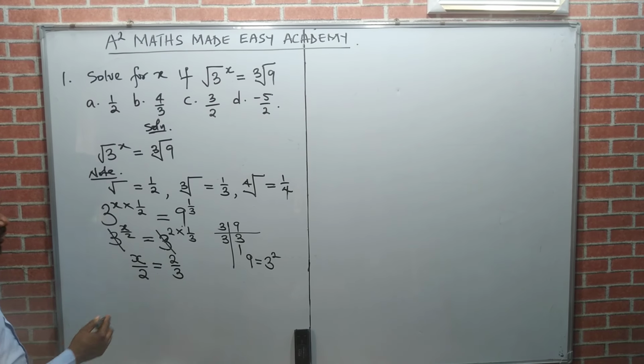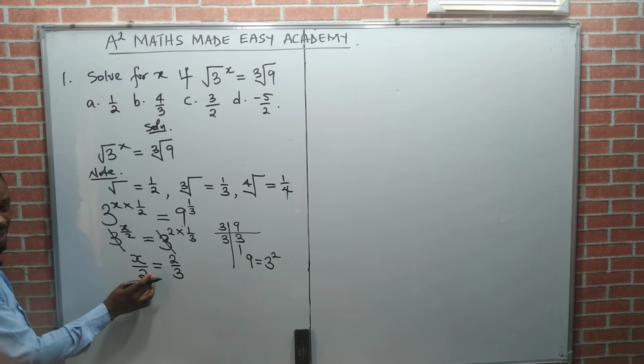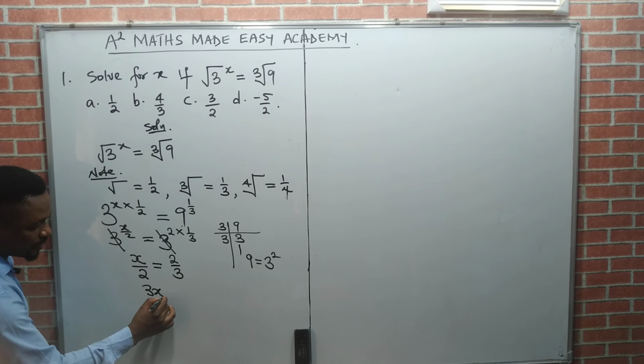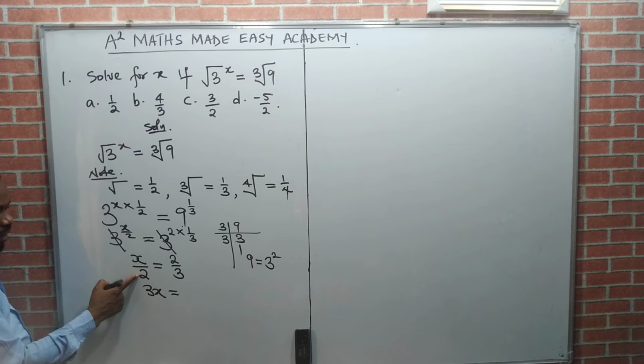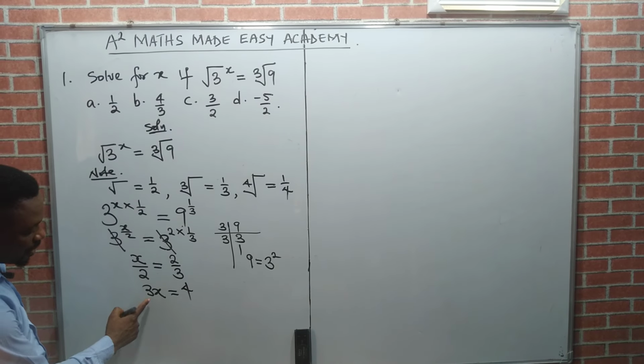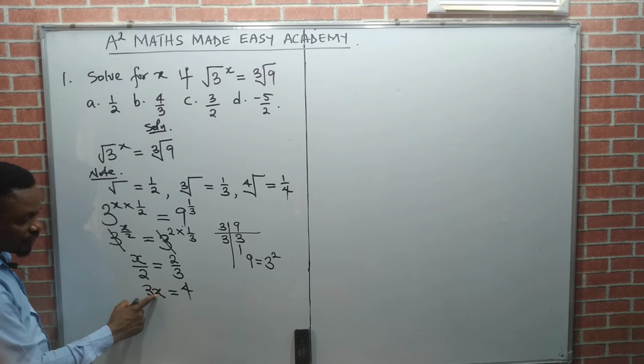What do you think we'll do next? We do what we call cross multiply, because we are looking for the value of x. Now x times 3 will give us 3x. Then equal to 2 times 2, which gives us 4. Oh my goodness, can you observe that x is already available? Now what do we do? Divide by the coefficient of x, which is 3.